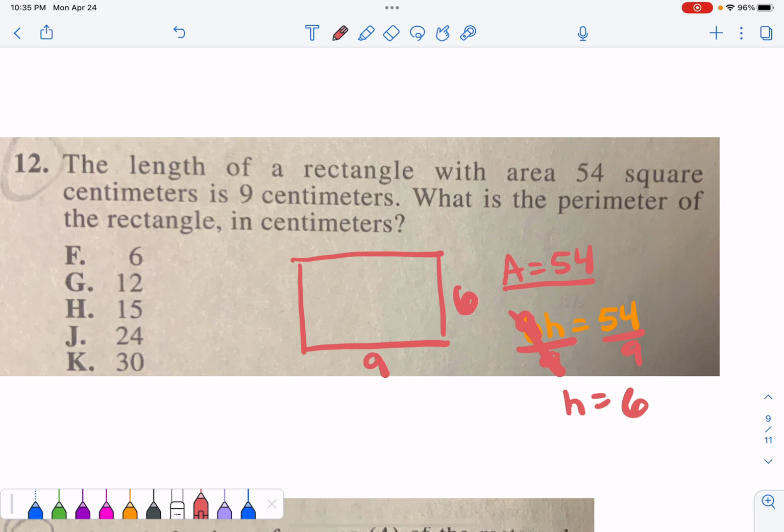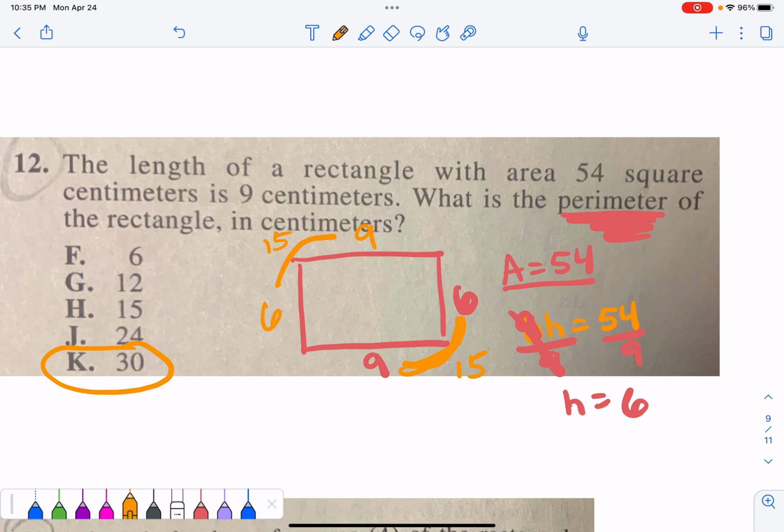So this is 6, but look, 6 is an answer, and that's not what you're trying to find. What is the perimeter? There's more to it than that, right? Perimeter is adding them all together. So 9 and 6 and 9 and 6. I know that these two add up to 15, so I'm just going to take 15 and double it. So 30 is my perimeter.